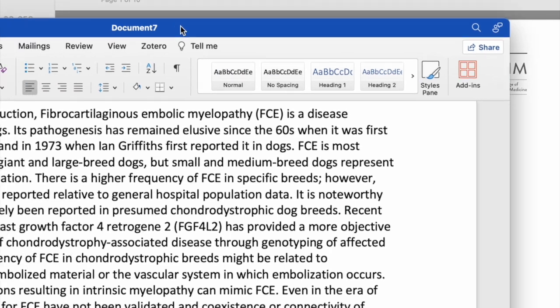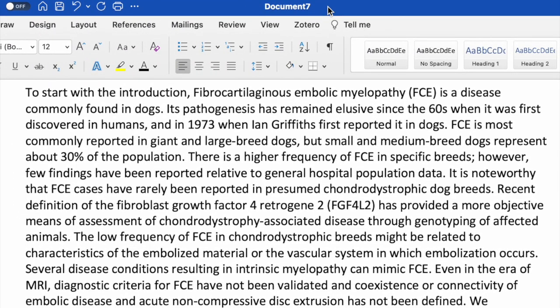To start with the introduction, fibrocartilaginous embolic myelopathy, FCE, is a disease commonly found in dogs. Its pathogenesis has remained elusive since the 60s when it was first discovered in humans, and in 1973 when Ian Griffiths first reported it in dogs.